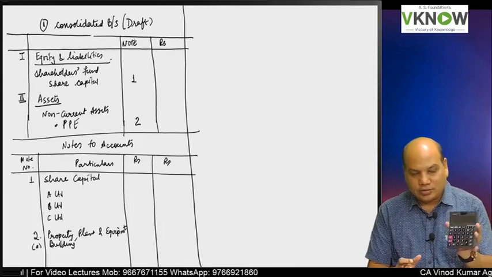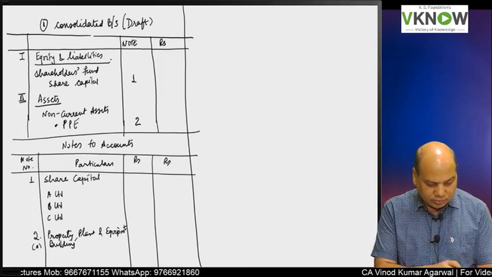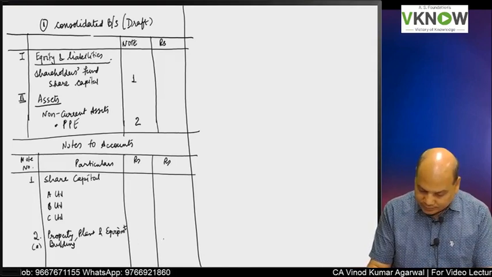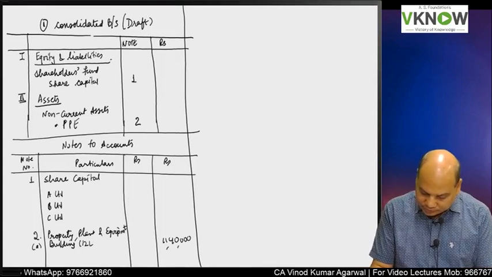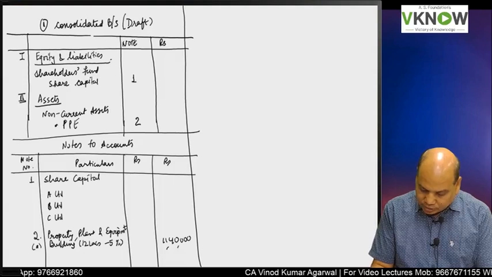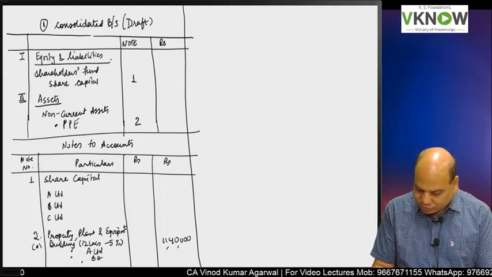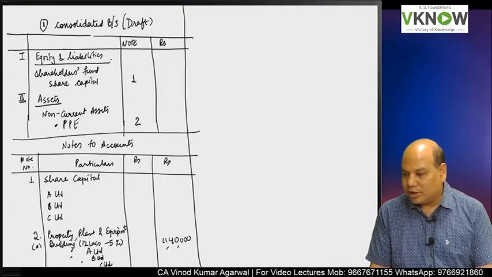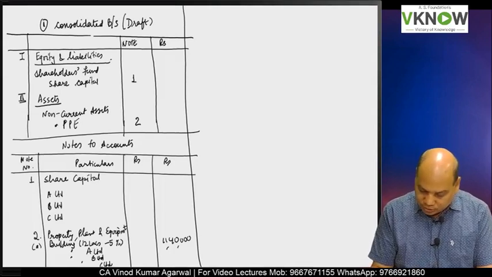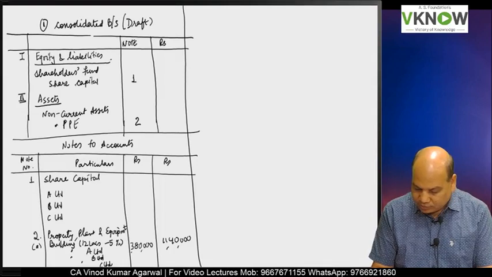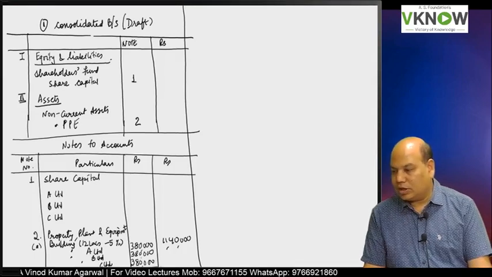So you will take a calculator, 12 lakh minus 5%, that comes to 11 lakh 40,000. And there are 3 venturers, so you write their names: A Limited, B Limited, C Limited. Right below, 11 lakh 40,000 divided by 3. So each venturer's share in the building is 3 lakh 80,000 each.